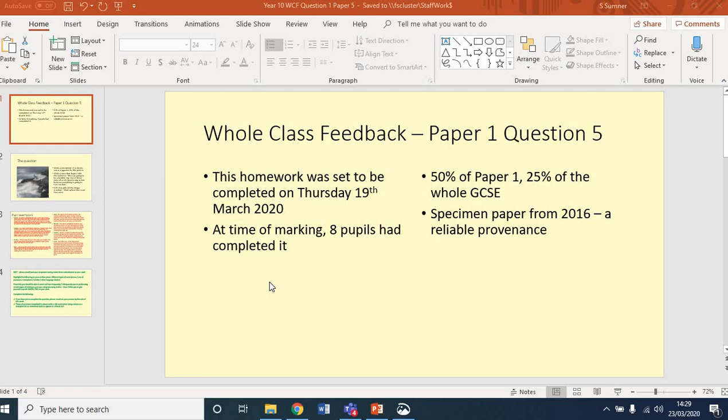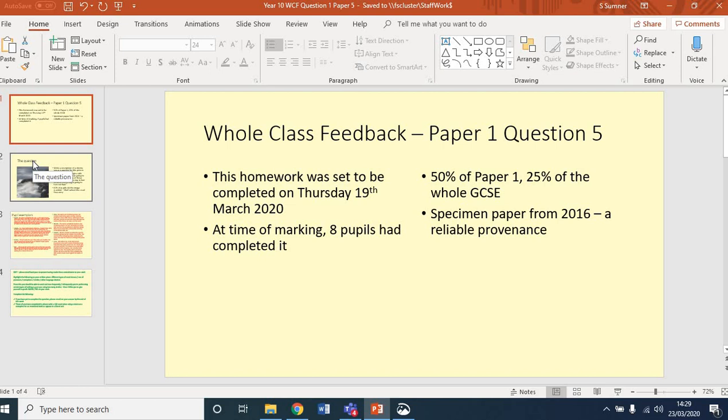Why this kind of work in particular? Well, if we look at it, Paper 1 Question 5 is worth 50% of Paper 1, 25% of the whole language GCSE. So it's really important to develop our work and ideas around this, and that's why I set it from a 2016 specimen paper. So again, there's a reliable provenance. I'm not just making up this question. It's one that's been created by the exam board for the development of pupils.